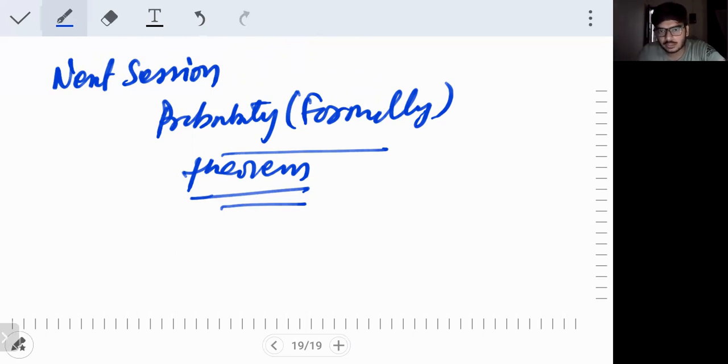So today we have discussed all of this. In the next class, we'll surely discuss the formal definition of probability and the theorems. Thank you so much for today. We'll do it in the next class.